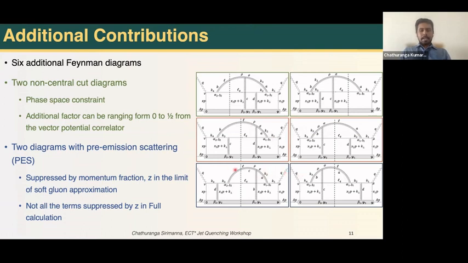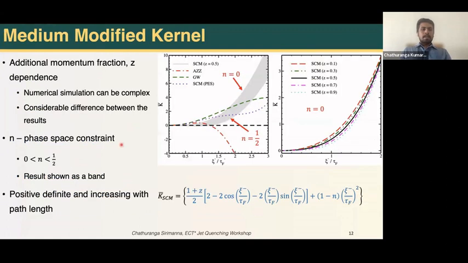Here, pre-emission scattering means the scattering happens before the emission. These diagrams are usually suppressed by the momentum fraction in the limit of soft-gluon approximation. But when we use K-perp dependence in the phase factors, not all terms are suppressed by the momentum fraction. The medium modified kernel from the full next to leading twist calculation is given by this equation. As you can see, the first three terms have additional momentum fraction dependence, but the last term does not depend on the momentum fraction.